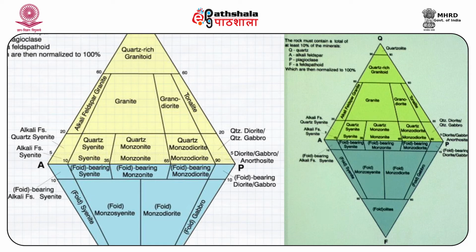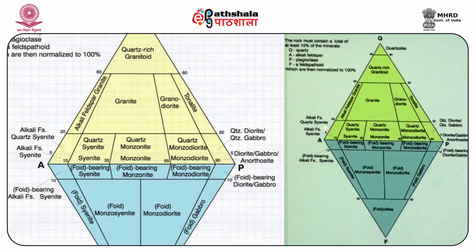And then when they have between 60 and 20% of quartz, and the presence of more alkali feldspar, it is called alkali feldspar granite. The rocks which fall here will be called granite. When the granite has more plagioclase, it is called granodiorite, and when it has more plagioclase and quartz and very little alkali feldspar, it is called tonalite.